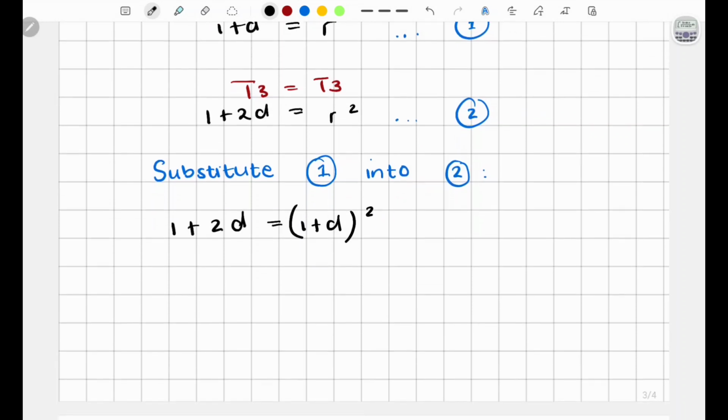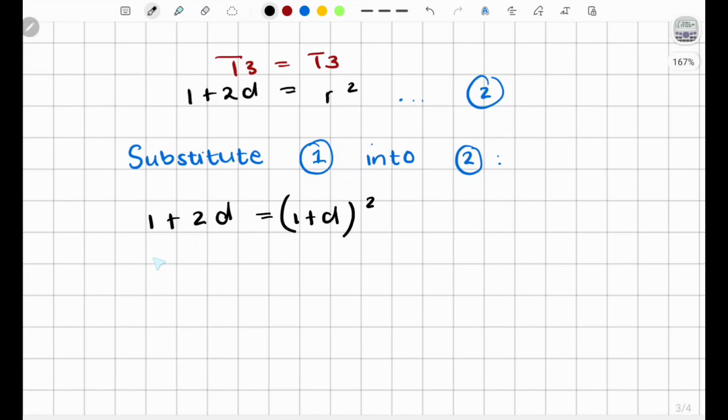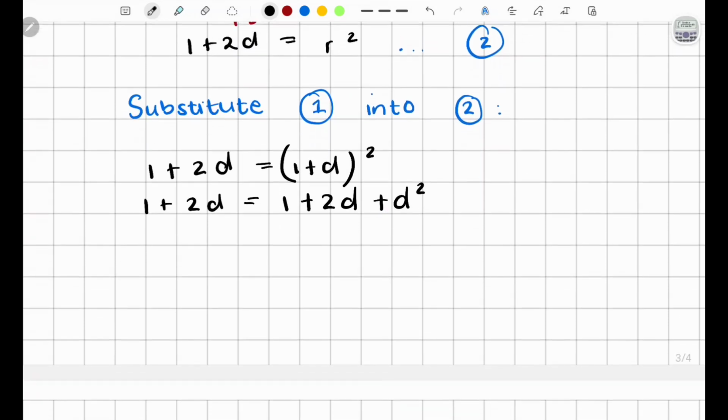Okay, so we just have to do some simplifying here. So this is going to be 1 plus 2d being equal to, and you can go ahead and FOIL this out. That takes long. I use a simpler method where I square the first term. That is just going to be 1. Then first term times second term: 1 times d is d. Then you multiply it by 2, so we have positive 2d. Then lastly, square the last term. That will be positive d squared. Okay, so this is what we have.